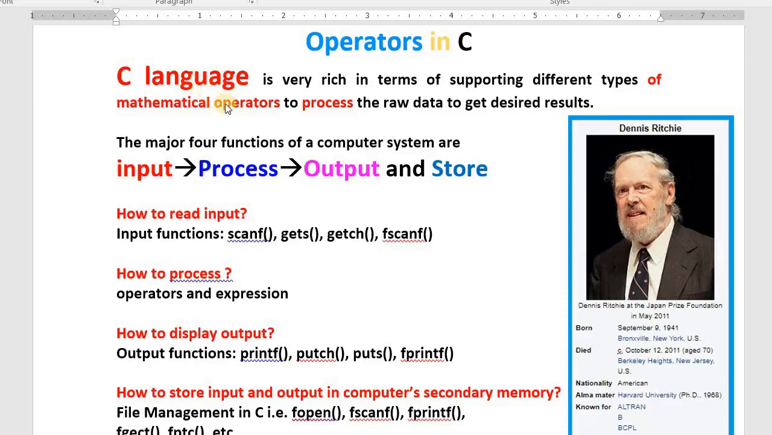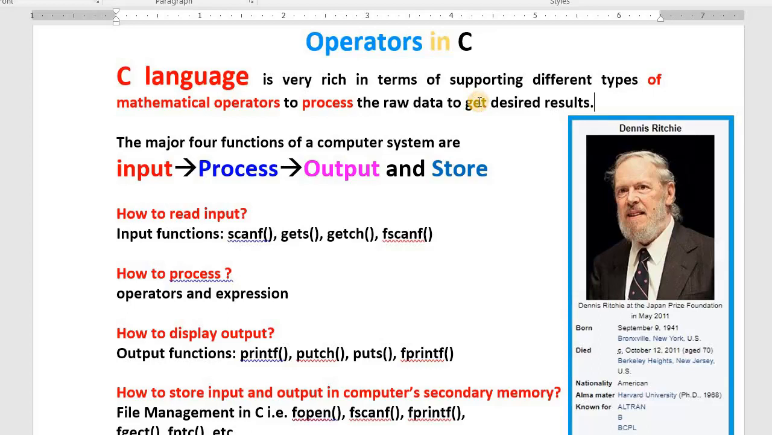Why do we need operators to write an expression? Why do we write an expression? To process the raw data to get desired results. C language supports n number of mathematical operators.